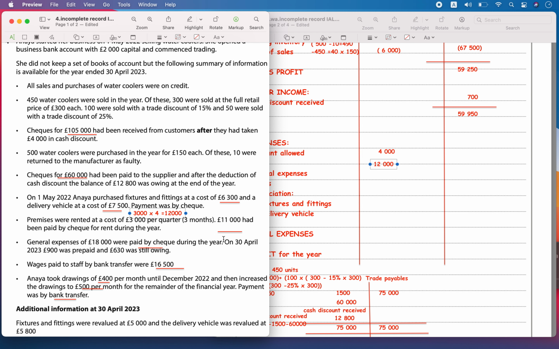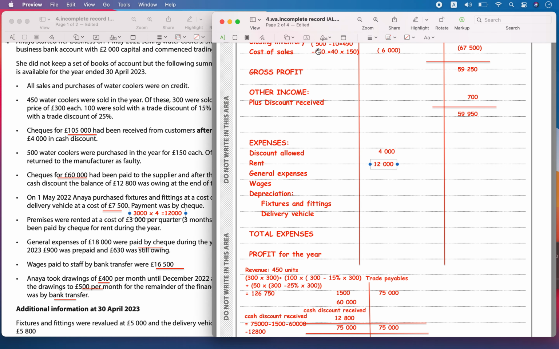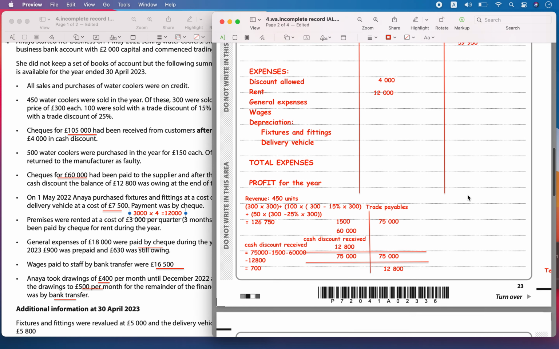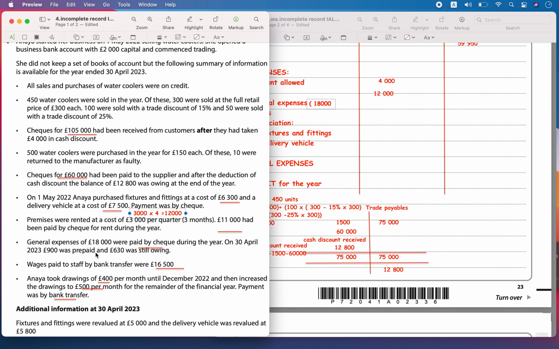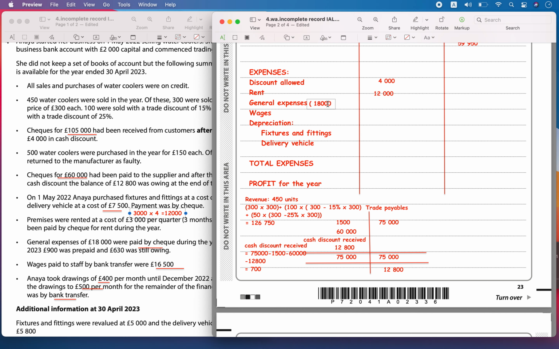Then we can see general expenses of 18,000 was paid by cheque, and 900 was prepaid and 630 was owing. So let's calculate the general expenses. So general expenses were 18,000. Whatever was prepaid you will subtract, minus 900. Whatever was owing you will add that. So that value becomes equal to 17,730. So let's write that.